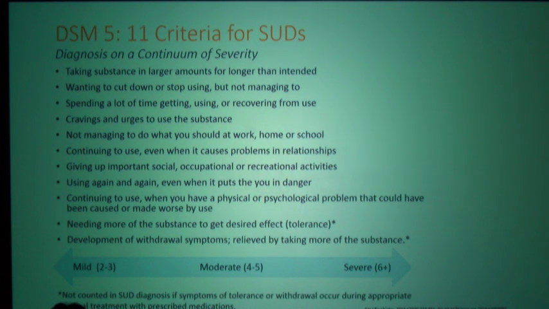Other things that are new in these criteria is that they added craving, which had not been there before. They removed legal problems as a criterion. And then there's this caveat, which you might not be able to see, that for tolerance and withdrawal, those aren't counted as criteria if they're happening in the context of being prescribed a substance for a medical condition. Hence the answer to that question.